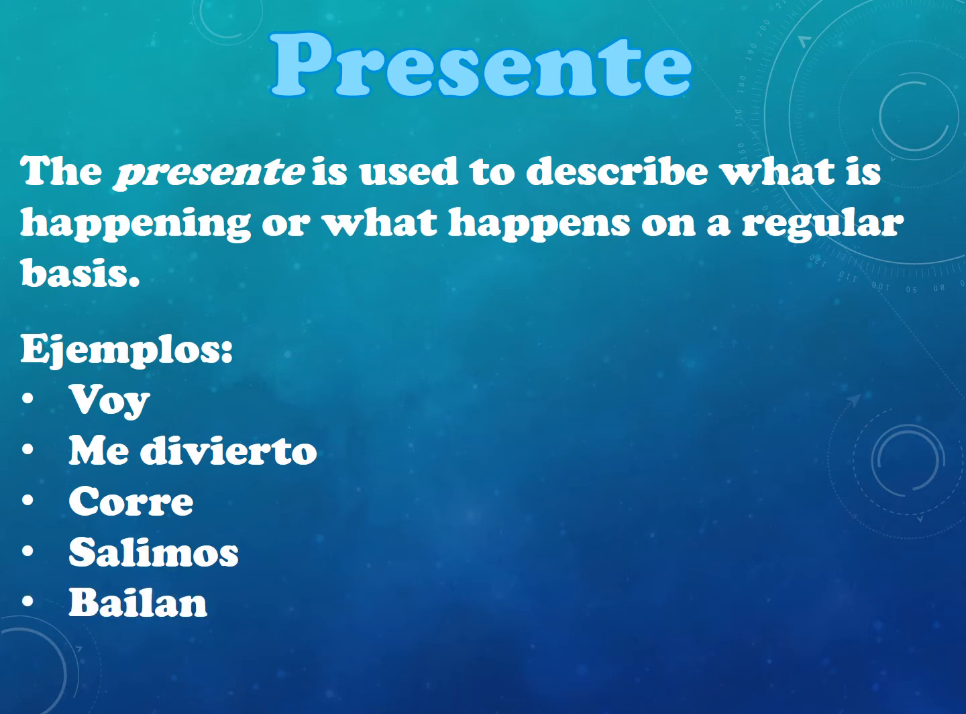These examples have different people doing the action. Voy and me divierto are yo, I am doing the action. Corre is talking about one other person. Salimos is we, and bailan is more than one other person. But all of them describe what is happening or what happens on a regular basis. I would use this form of the verb to talk about what is going on now.